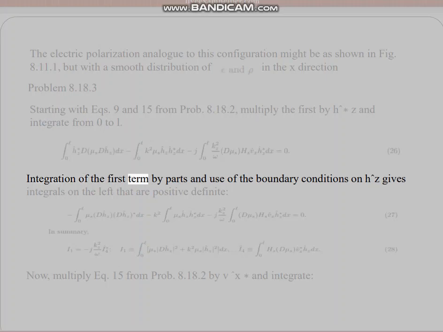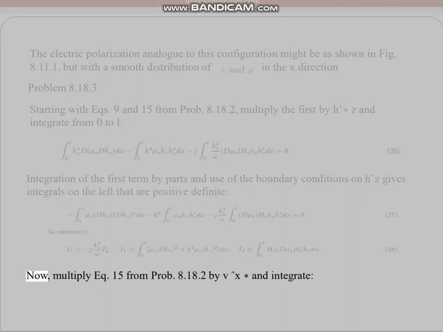Integration of the first term by parts and use of the boundary conditions on H_z gives integrals on the left that are positive definite. Now, multiply Eq. 15 from Prob. 8.18.2 by v_x asterisk and integrate.